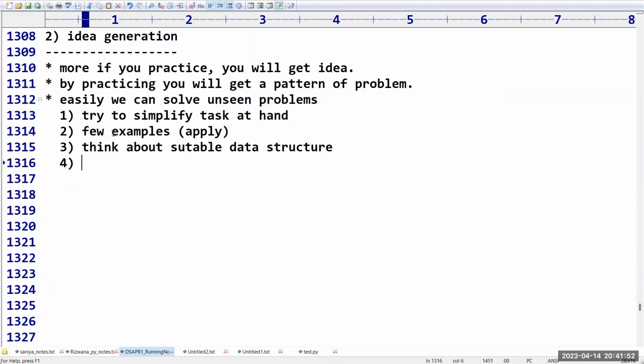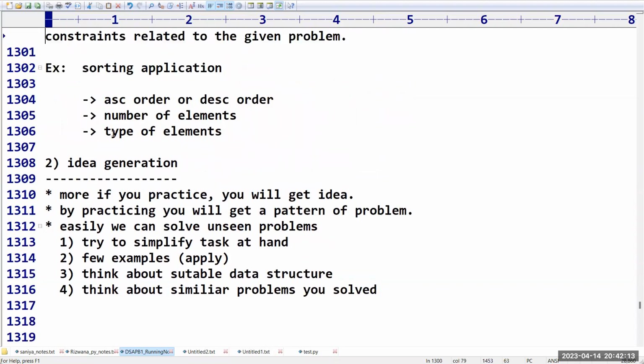So otherwise you can ignore. And then you have to think about very important similar problems you solved. You have to think about this. Based on this, definitely you are going to get an idea to solve the new problem.